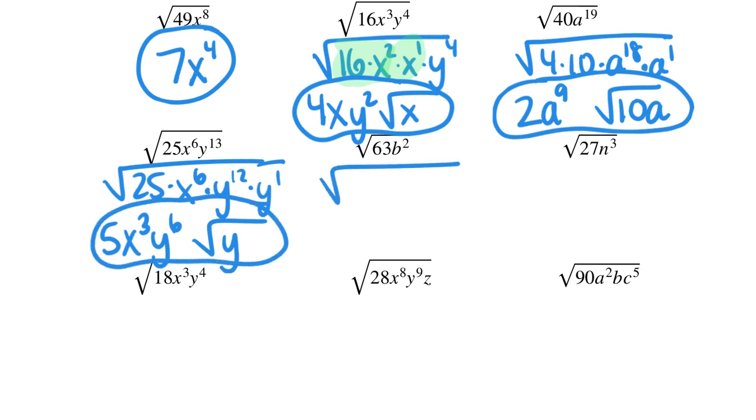63 is not a perfect square, so make it 9 times 7. The b squared is fine. Square root of 9 is 3. Square root of 7 we don't know. Square root of b squared is b, so I got to squeeze a b in there.